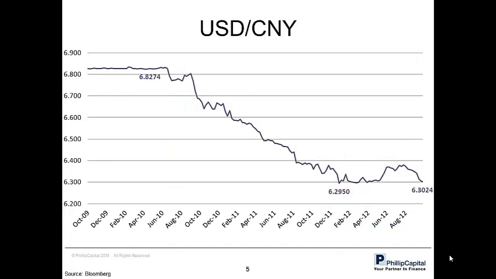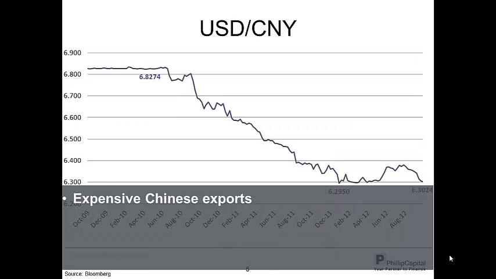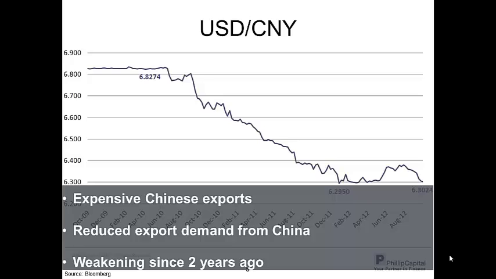Weakening of the US dollar against the Chinese renminbi is not helping the Chinese economy. The US is China's largest trading partner. A weaker US dollar translates to expensive Chinese exports, which in turn reduces the export demand of China. As you can see from the downtrend of this dollar renminbi chart, the US dollar has been weakening since 2 years ago.